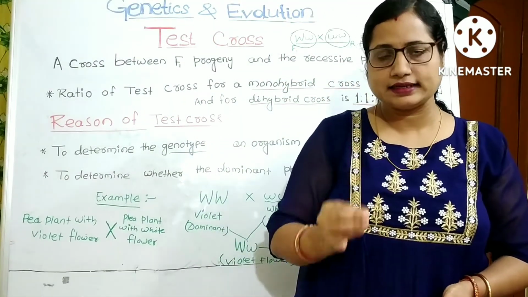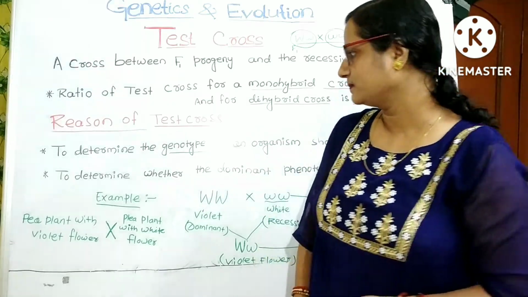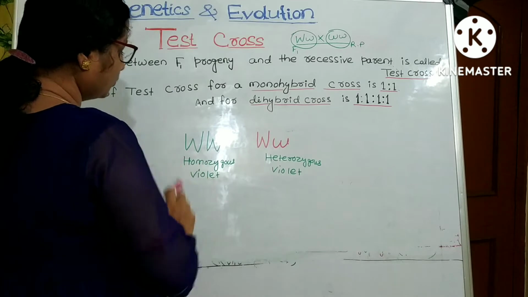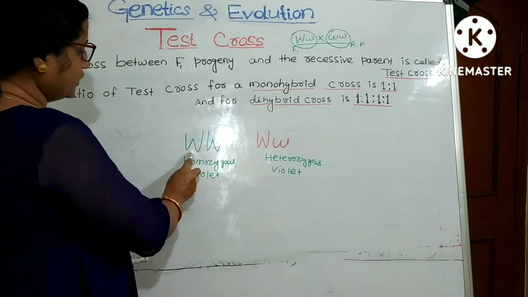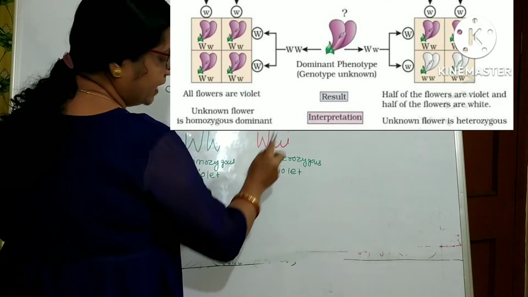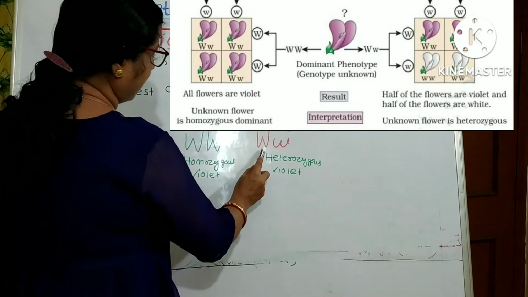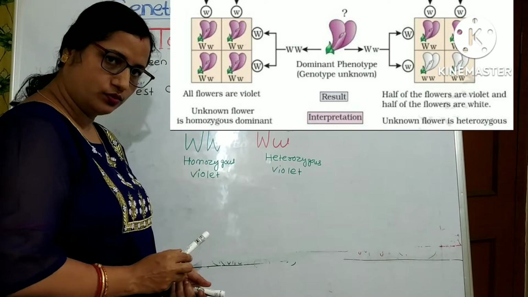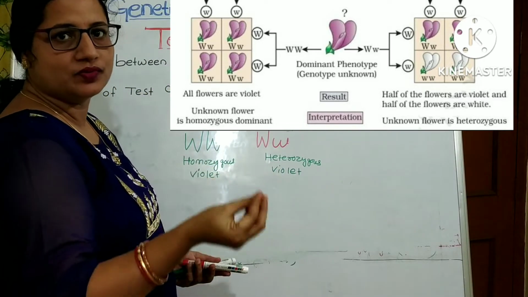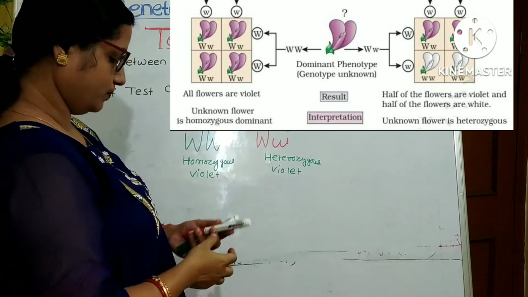Let's see an example for better understanding. Here, violet color can exist in homozygous condition, that is capital W and capital W, and also in heterozygous condition, that is capital W and small w. So violet color can be present in two forms.